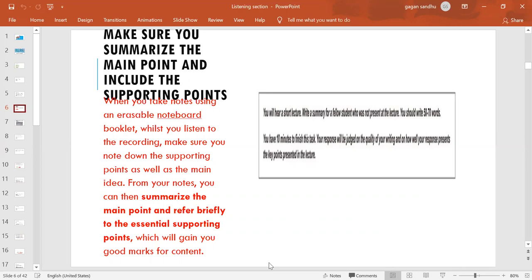So when you are listening to the lecture, you need to take notes, right? If you are not taking notes, it will be difficult for you to write the correct summary, right? So note taking is quite important for this question. And the erasable notepad, the noteboard, must be used for the note taking, right?